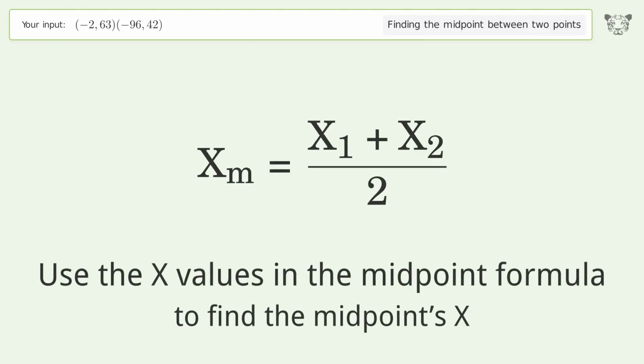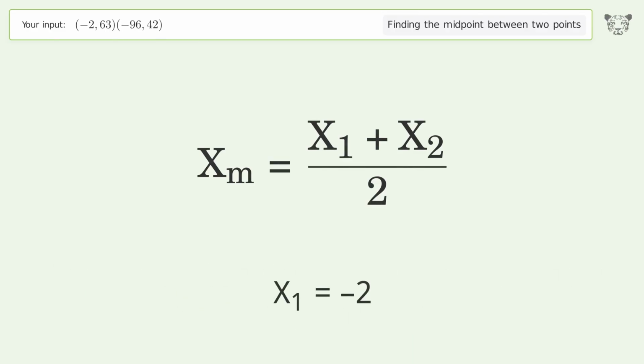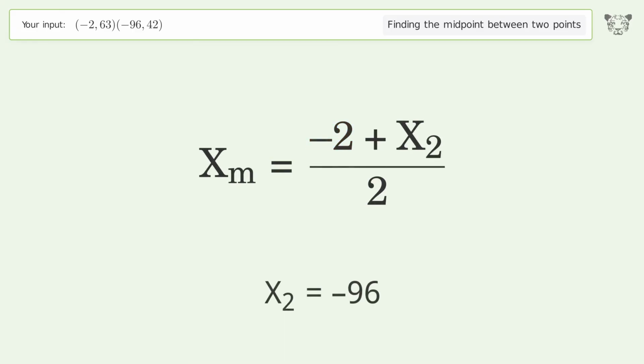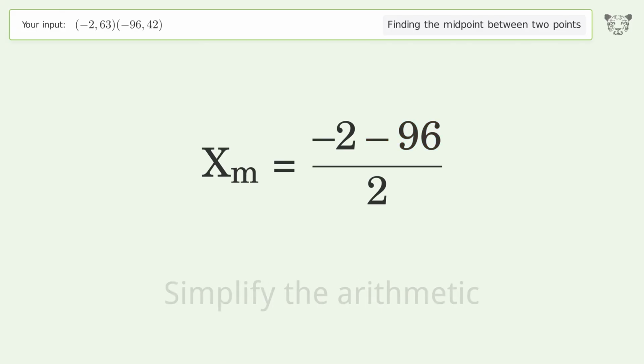Use the x values in the midpoint formula to find the midpoint's x. x1 equals negative 2. x2 equals negative 96. Simplify the arithmetic.